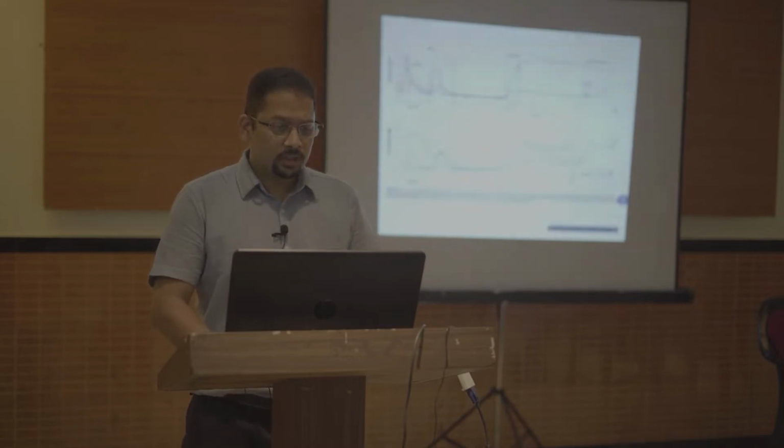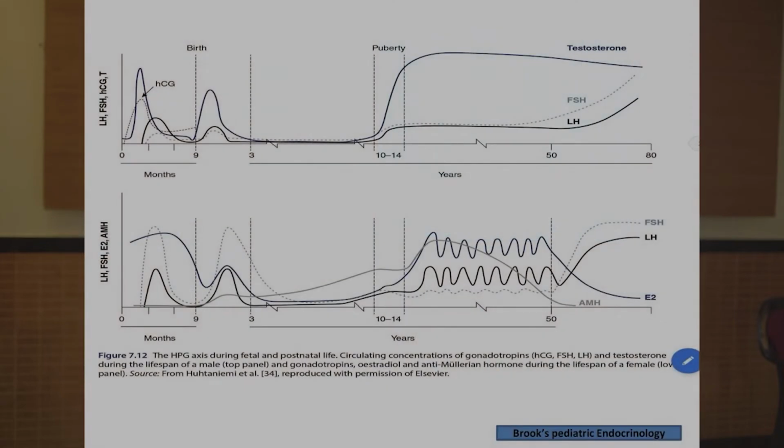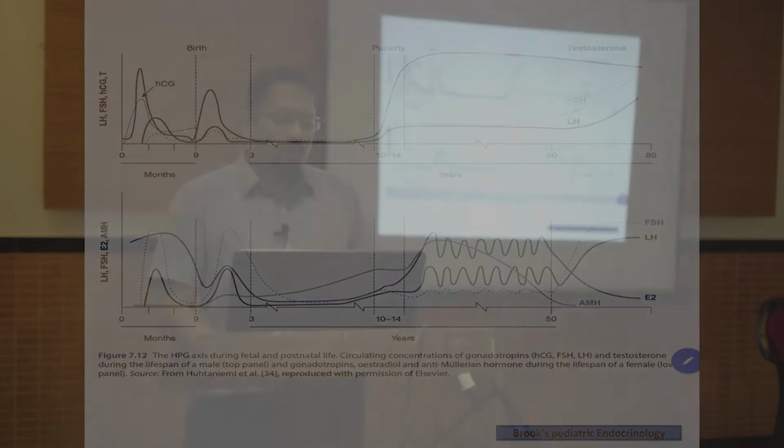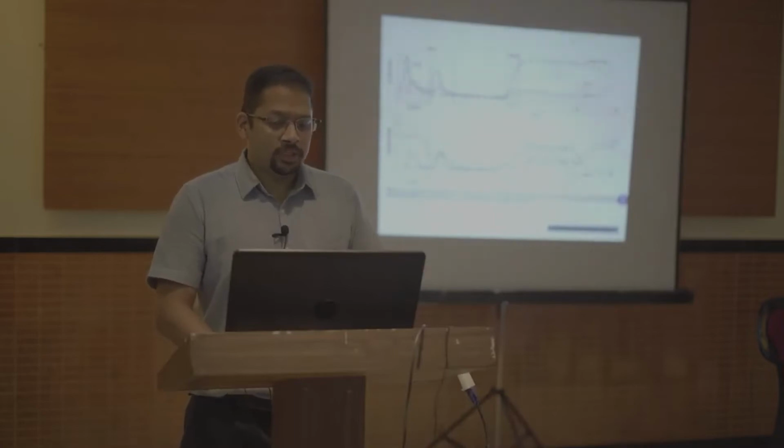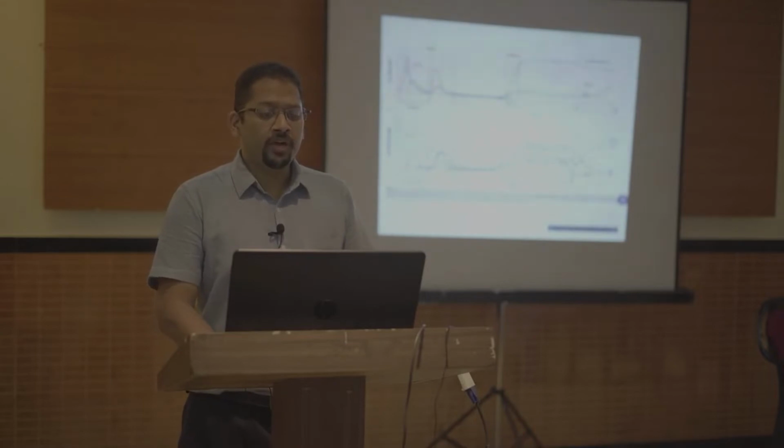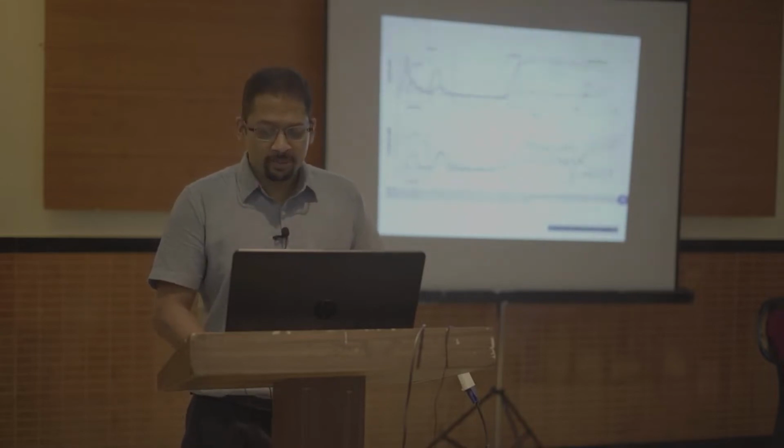So this is a simplified representation of the HPG axis in male and female. The top panel is for the male child. Mini puberty is well expressed in the male child, and can be seen from birth up to 6 months. Later on, the HPG axis deactivates again. In the female child it is less pronounced, and it lasts up to 3 years. Again, the HPG axis activates at the age of 8 to 9 years in both male and female.